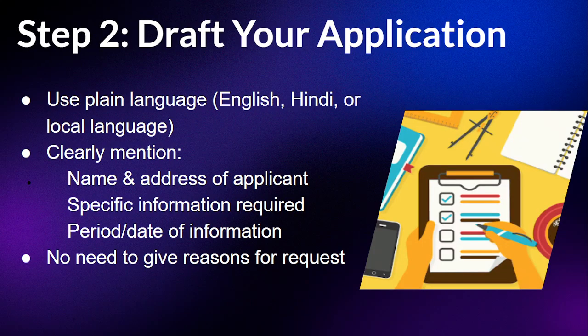Step 2. Draft your application. Now that you know where to send it, it's time to write your RTI application. Use clear, simple language, English, Hindi, or your state's official language. Start with your name and full address. Then describe exactly what information you want. Mention dates or specific periods if possible.